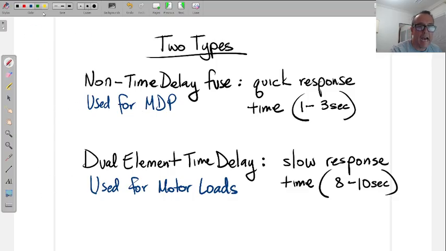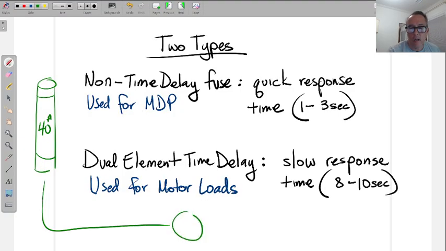In other words, I have a fuse here. Let's say it's a 40 amp fuse, and I have it connected to a load. Depending on which fuse you have, if this load starts to climb in amperage a little bit, say it's a motor starting to seize up, and it goes to 42 amps, one of these fuses is going to respond in 1 to 3 seconds, and one is going to let that go for a little bit and not respond for about 8 to 10 seconds. Some books tell you 8 seconds, some books tell you 10 seconds.